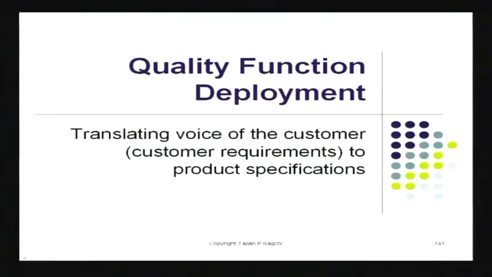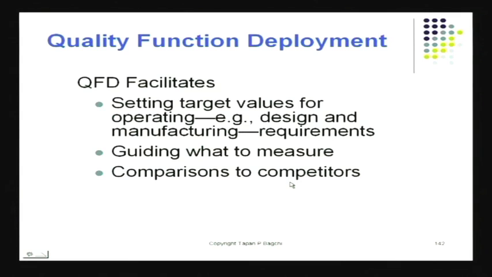The first one is going to be QFD, Quality Function Deployment, which you see on the screen. It's a Japanese technique that has also been called the House of Quality, and it's a way to translate the voice of the customer. What is it that the customer wants? How does he express his requirements to product specifications, products that we would like to produce and offer to the same customer? What does QFD facilitate?